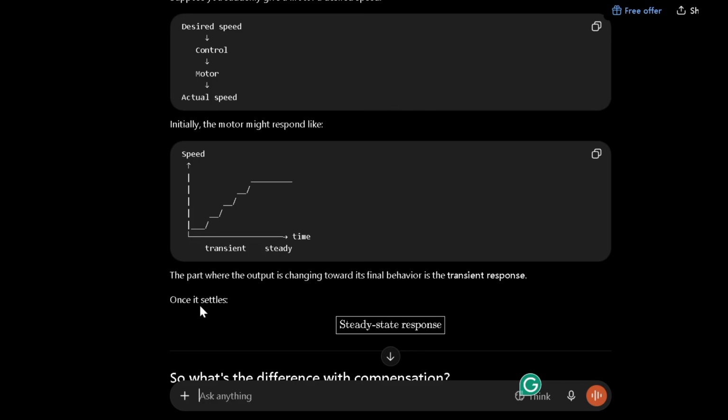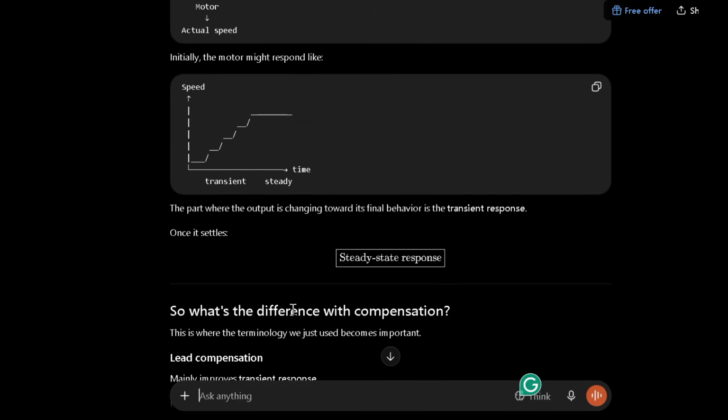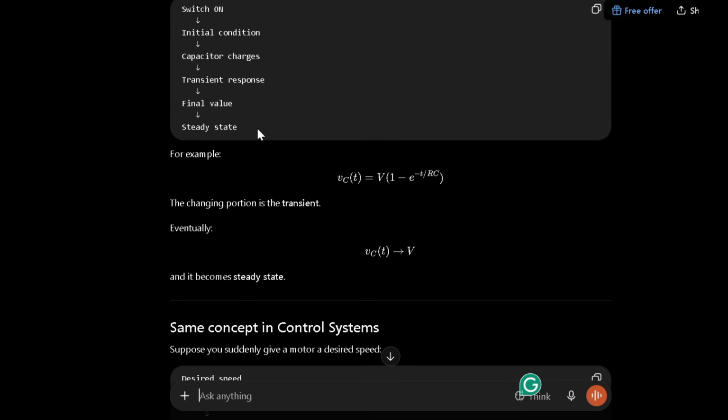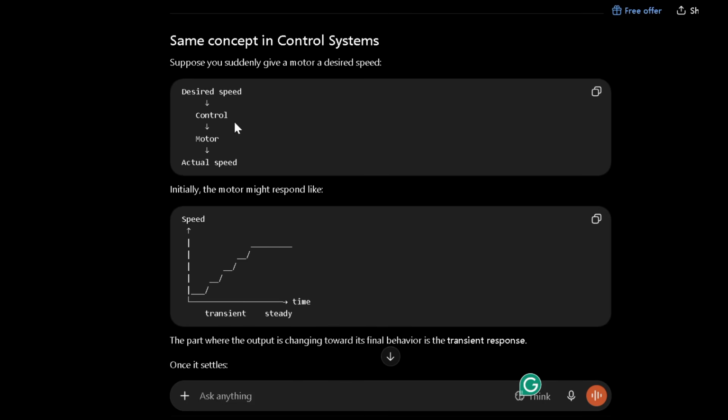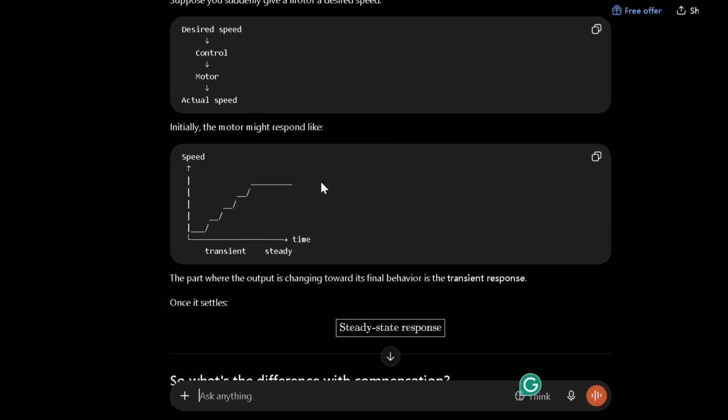So this is a DC example, but the same concept applies in a control system. For a desired speed, we want to go at a particular speed, and to control the motor, the error is desired speed minus actual speed, and the output speed is fed back to the input again. This region is the transient state. Once it settles, that is the steady state response.